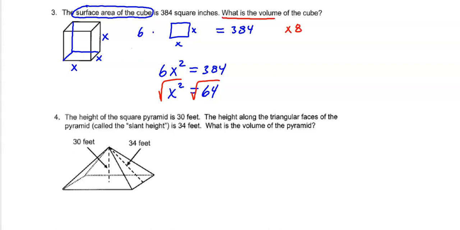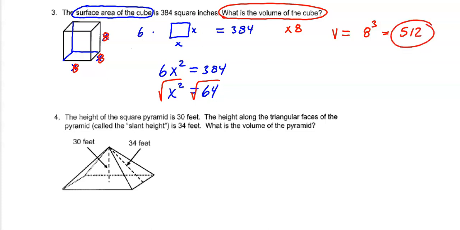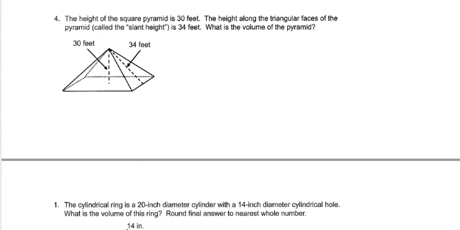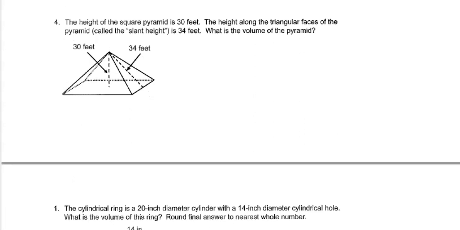But now I can go after and find the volume. So if this thing is actually 8 by 8 by 8, the volume of a box is just length times width times height. And since they're all the same, I can just use cubed, and that number is 512. All right, number 4. Looks like we have a square pyramid.